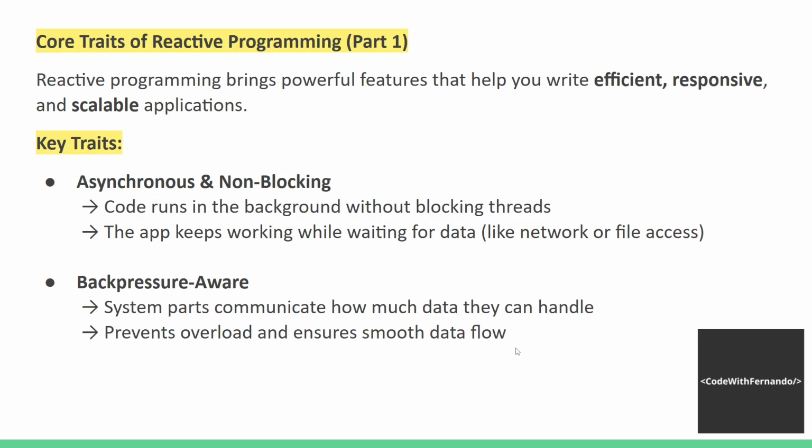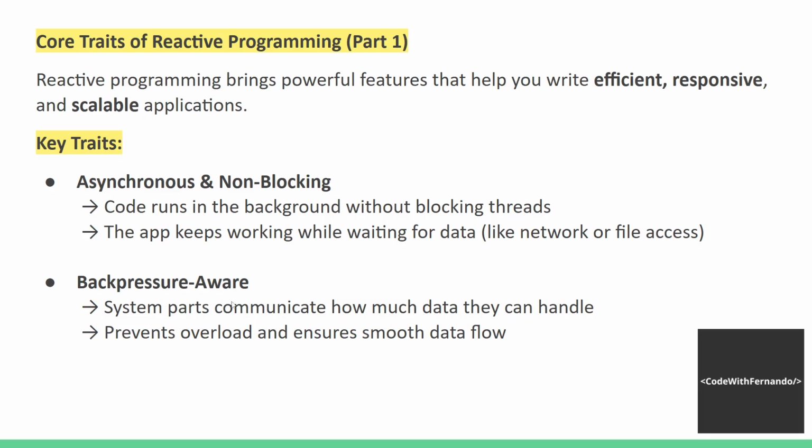What are some core traits of reactive programming? Okay, reactive programming brings powerful features that help you write efficient, responsive, and scalable applications. Okay, these traits are asynchronous and non-blocking. Code runs in the background without blocking threads. Okay, what's a thread, by the way? A thread is a unit of execution. Don't forget that. What's a thread? A thread is a unit of execution. The app keeps working while waiting for data, for example, like network or file access.